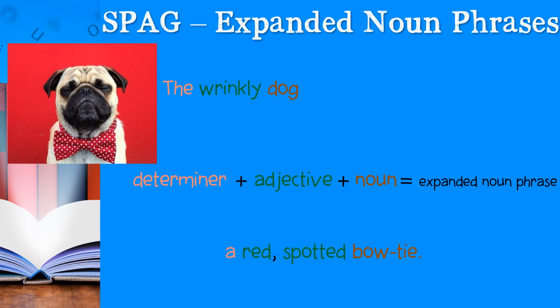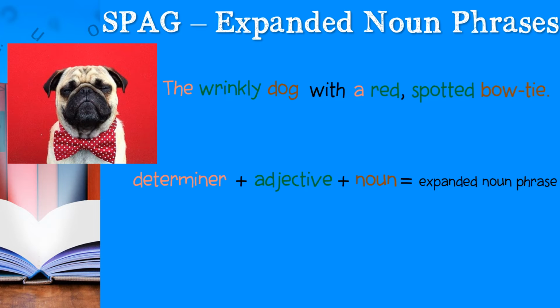Now, if I wanted to describe something else, I could have a, which is my determiner, red, spotted, notice the comma in between to separate the adjectives in a list, bow tie. This is also an expanded noun phrase because it's got a determiner, adjective or adjectives, and a noun. So it doesn't matter if we have one adjective, it doesn't matter if we have two adjectives, it doesn't matter if we have 27 adjectives. As long as we've got a determiner, adjectives, and noun, that creates an expanded noun phrase.